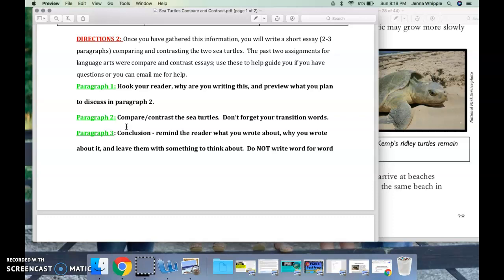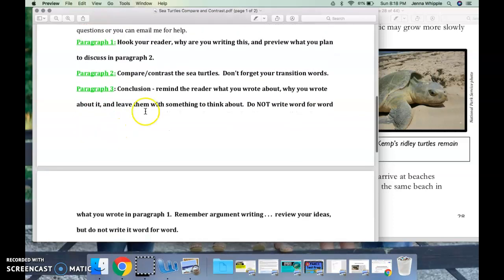This is where you remind the reader what you wrote about, why you wrote it, and then you want to leave them with something to think about. Paragraph 1 and paragraph 3 have similar information, but I noted it right here. Do not write word for word what you wrote in paragraph 1. It's similar information, but it's not copied and pasted. It's put into different words.